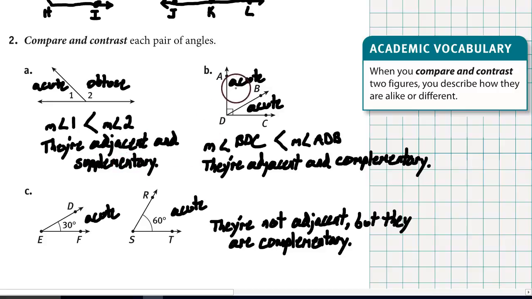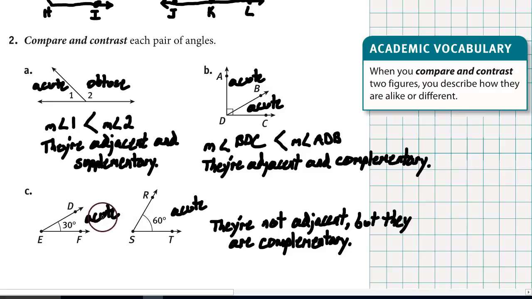In question B, both angles are acute. The measure of angle BDC is less than the measure of angle ADB. In terms of their positions to each other, we could say that they're adjacent because they share a side, ray DB, and this time they're complementary. Together they form a right angle.